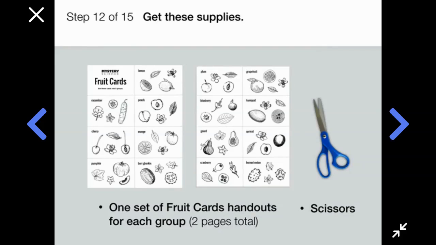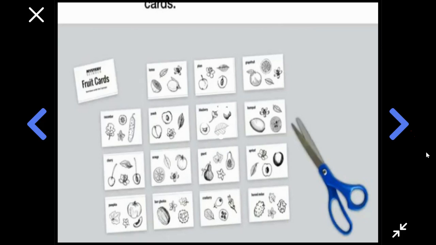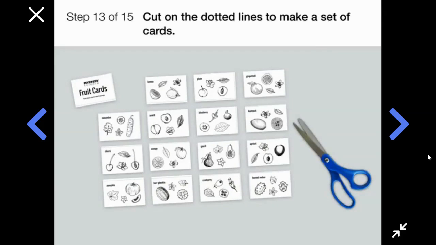Now that you've practiced, you and your partner can figure out what familiar fruits are related to each other. Get these supplies. Cut on the dotted lines to make a set of cards.